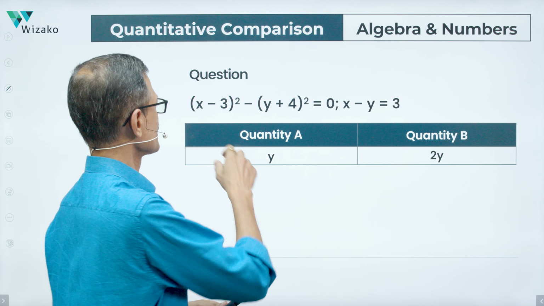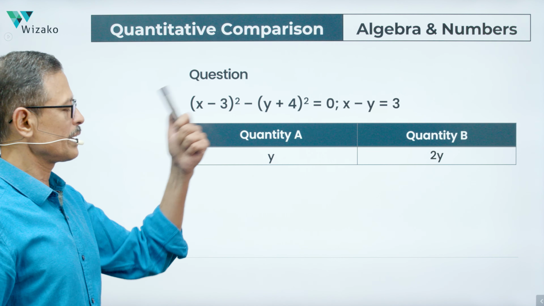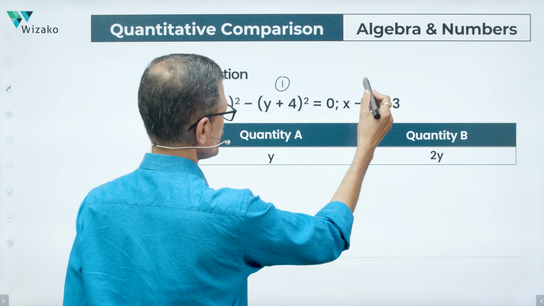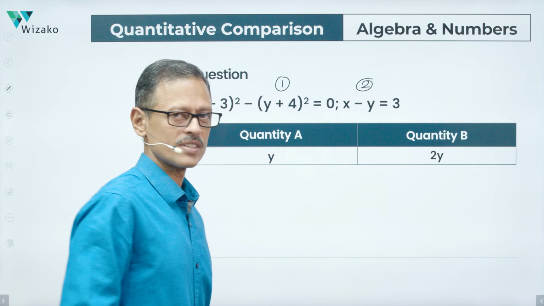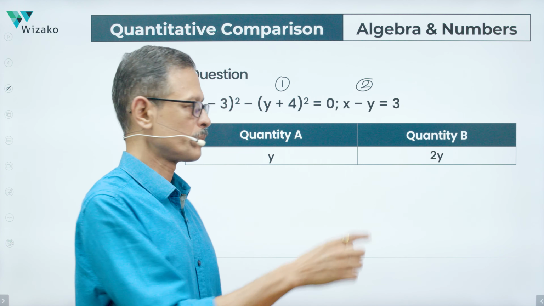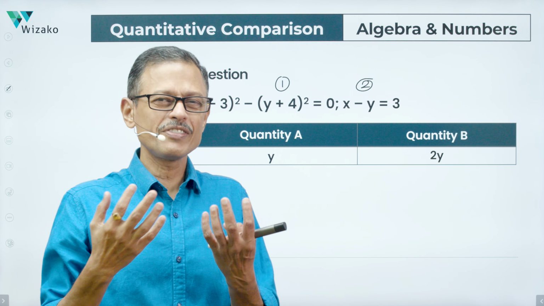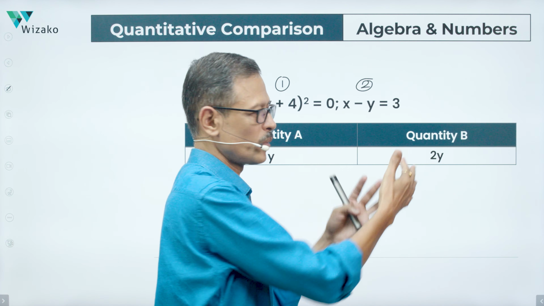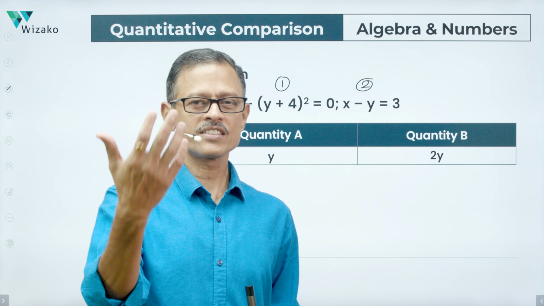Medium difficulty one. (x minus 3) the whole square plus (y plus 4) the whole square equals 0 is one equation given to us. x minus y equals 3 is the second equation given to us. The quantities we need to compare are basically y and 2y. On the face of it, it might appear, hey, what is there to compare in this at all? There is y, there is 2y. 2y is going to be greater than y. So the answer should be B.